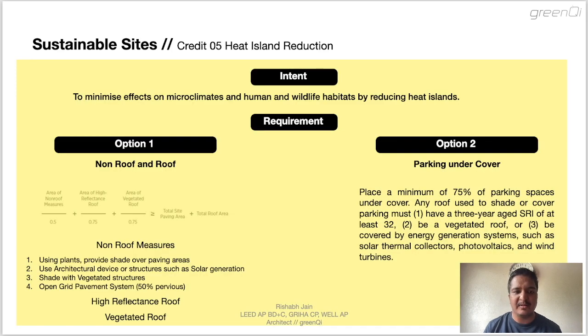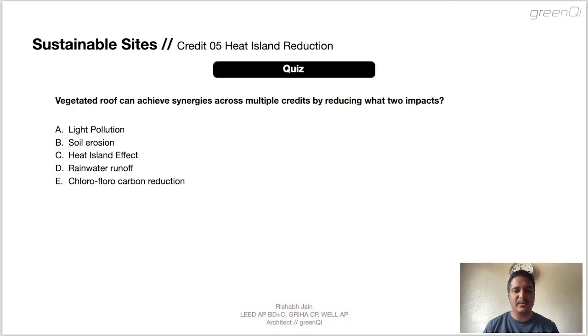So you can pause and you can note down the non-roof measures, the roof measures, and the parking strategy for the purpose of your exam. But do remember the intent also. The intent and the strategies are the most important for your LEED GA exam. Now let's do a quick quiz.